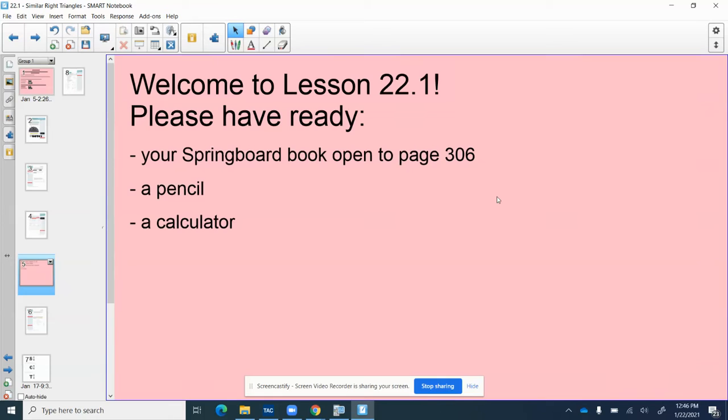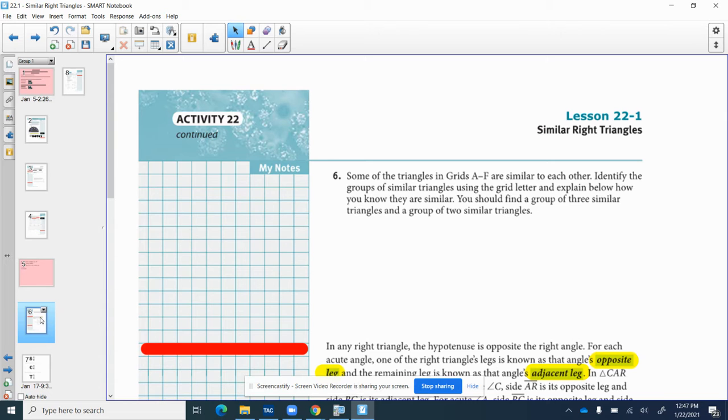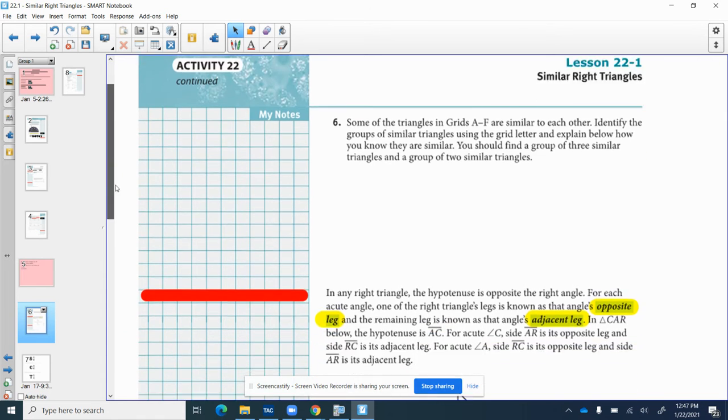Everyone, and welcome to lesson 22.2. Today we are going to start a little bit into the lesson on page 306, and you'll definitely want a pencil to look at and possibly your calculator for reference a little bit later.